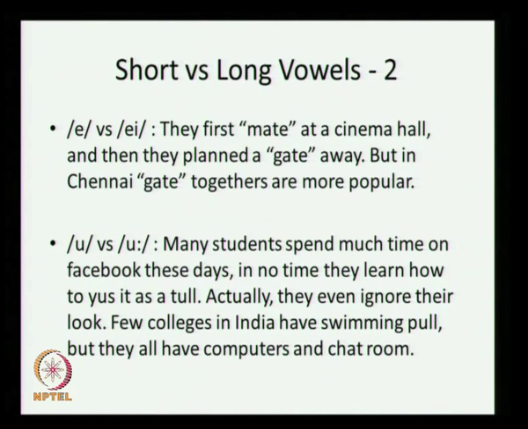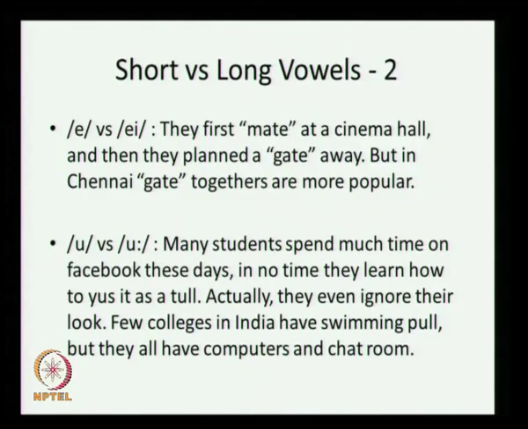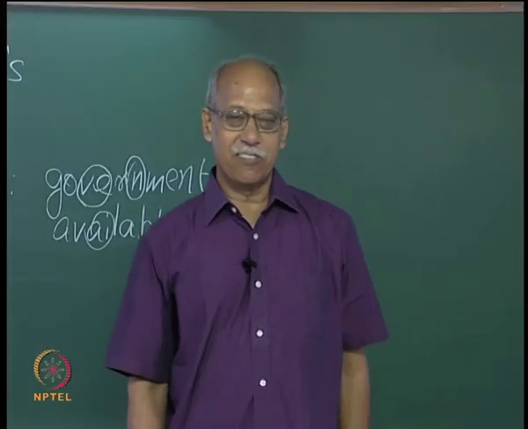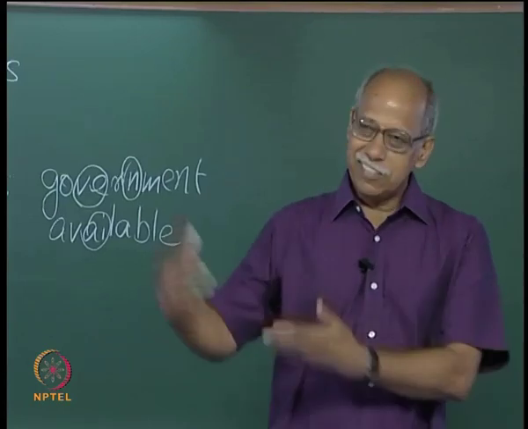Next, complete the sentence, please. They planned, is it a getaway? What should it be? Getaway. You know, the stress is on way. Next sentence. More popular. You keep having a school get together. IIT always does at least 3 or 4 alumni get togethers because the alumni bring money, of course. So, we always have lots of get togethers, but many people pronounce get together as gate together. You know, gate is another matter.